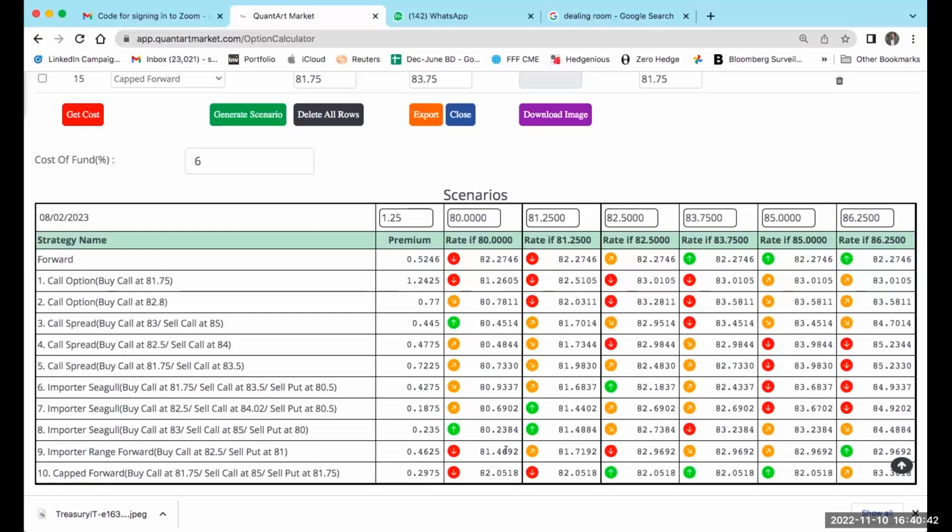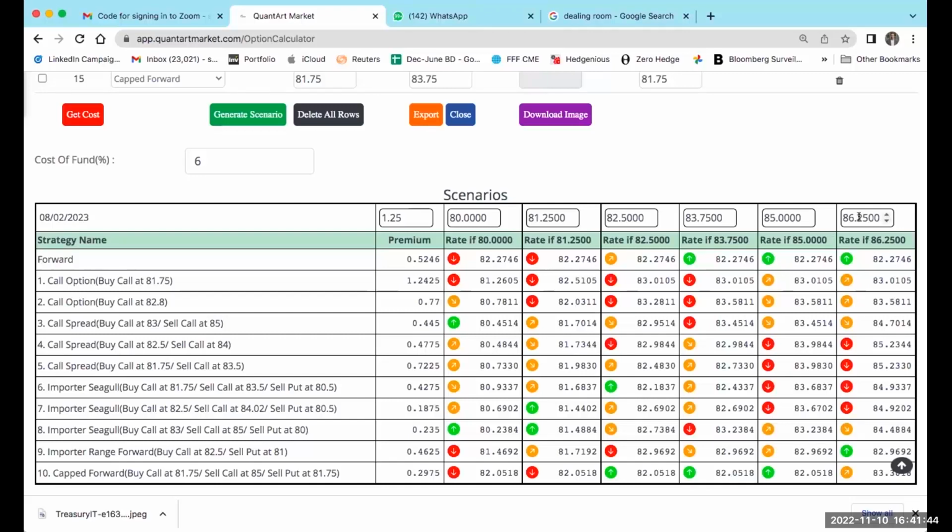is the effective rate. Effective rate is including the premium which you are paying. So, forward is a rate where your rate is 82.27. 82.27 is your rate wherever dollar rupee goes. And in each scenario, we have marked the best products with green and the next best products with yellow, and red. Red are the bad products.